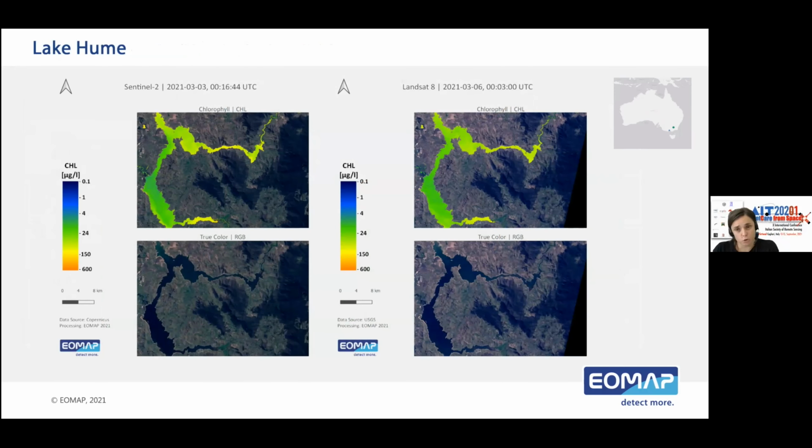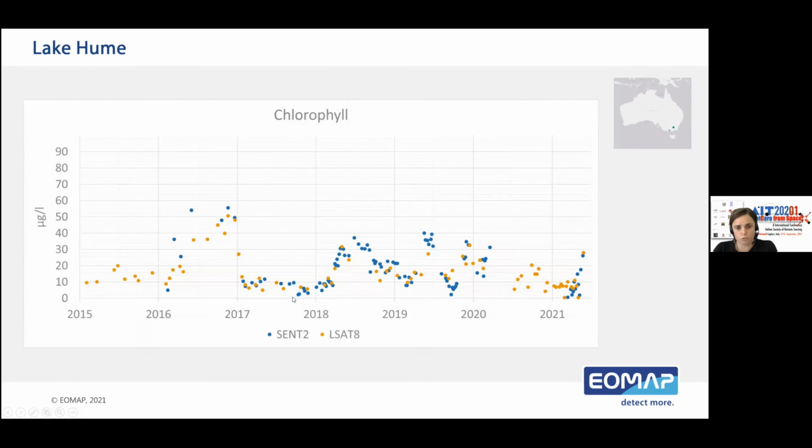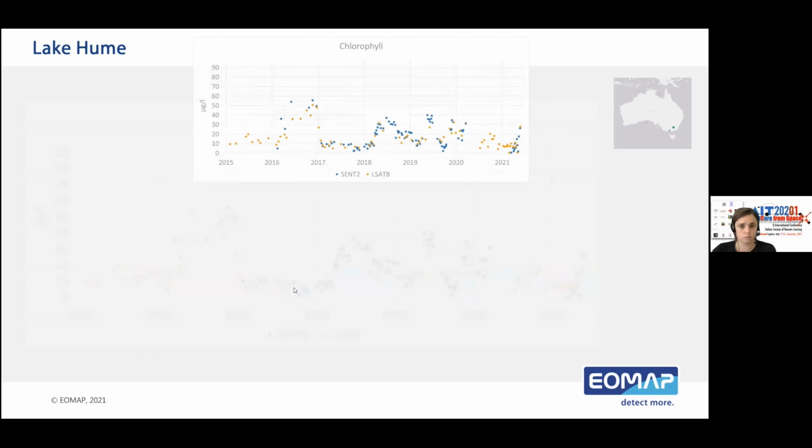Another example is the Lake Legume, also in Australia, also a very large reservoir, and also prone to a lot of harmful algae blooms and algae blooms in general. And if we have a look at the time series of chlorophyll A, we see there's a huge difference between the years. So we have 2016 with a lot of algae bloom events. And then we have the next year, 2017, with very low chlorophyll A values. I will now have a closer look at this example.